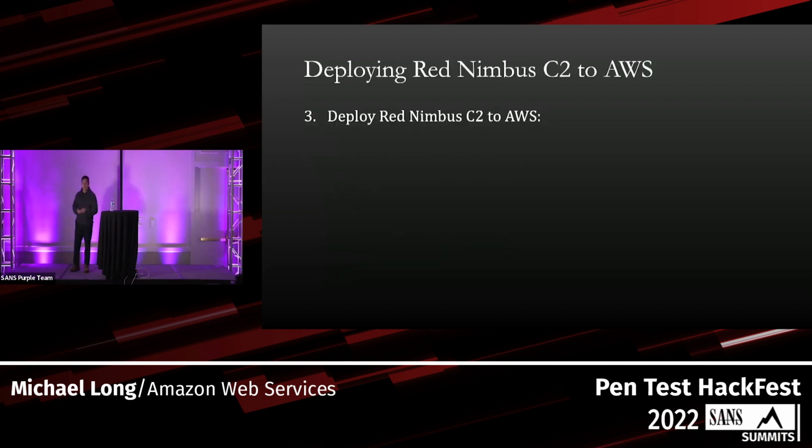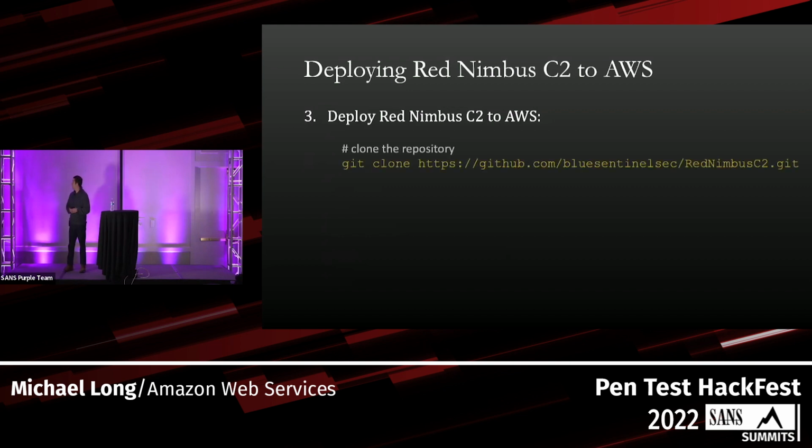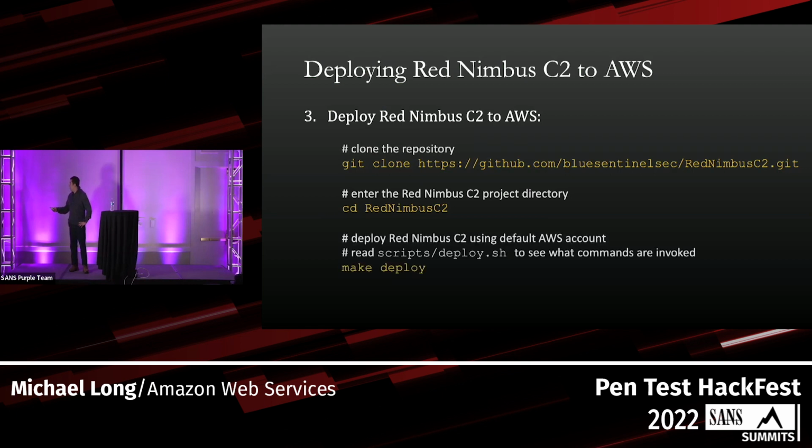Okay, now we start to get into the fun stuff. So if you want to deploy Red Nimbus C2, this is how it works. First, you're going to clone the repository. And I will add that this whole thing is open source, released under the Apache license. So you're free to take a look at it. You can basically do whatever you want with it. So you clone the repo, you cd into the repo directory, and then you run this command, make deploy.